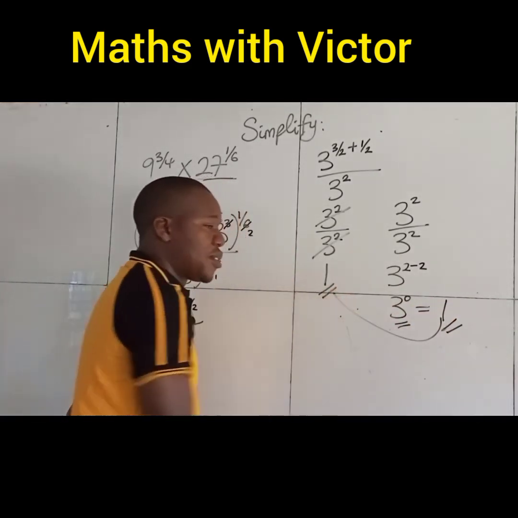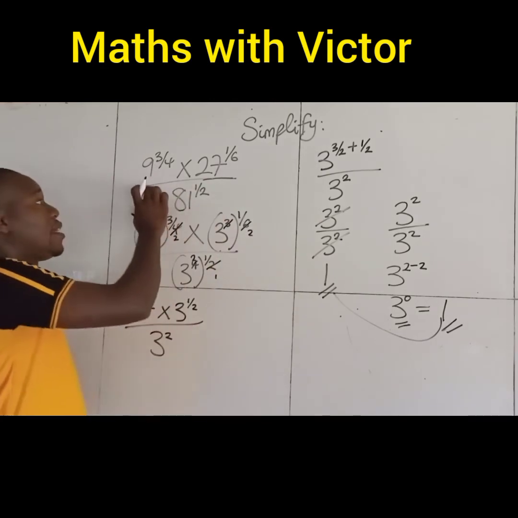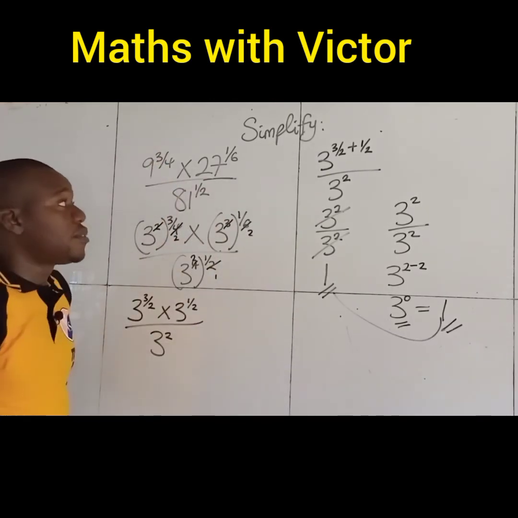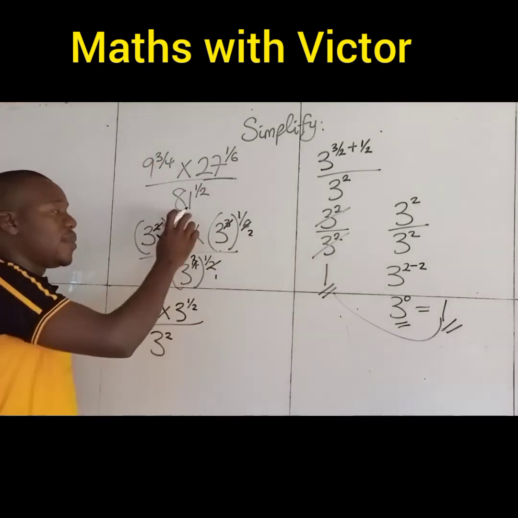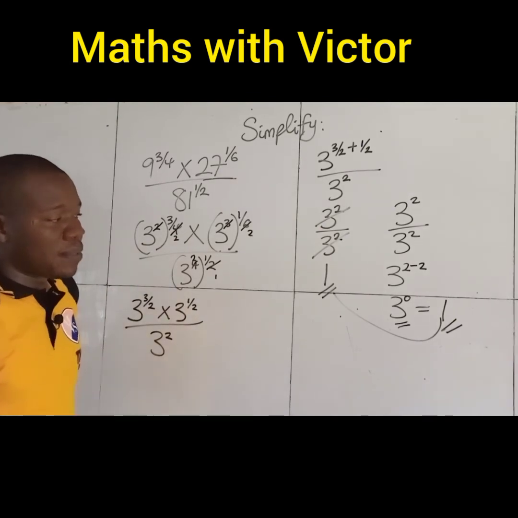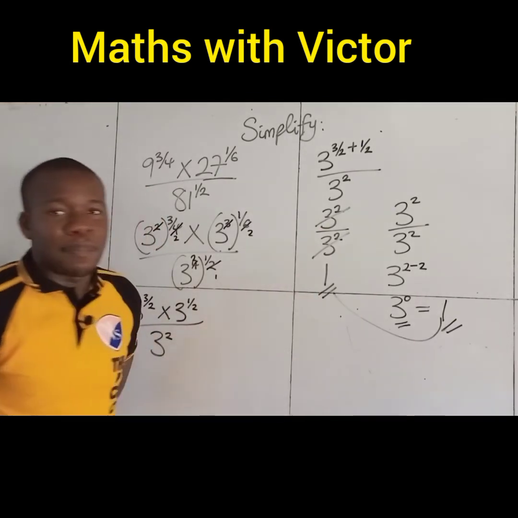So the same result. So 9 to the power of 3 over 4 times 27 to the power of 1 over 6 all over 81 to the power of 1 over 2 simplifies to 1 when we apply the laws of indices.